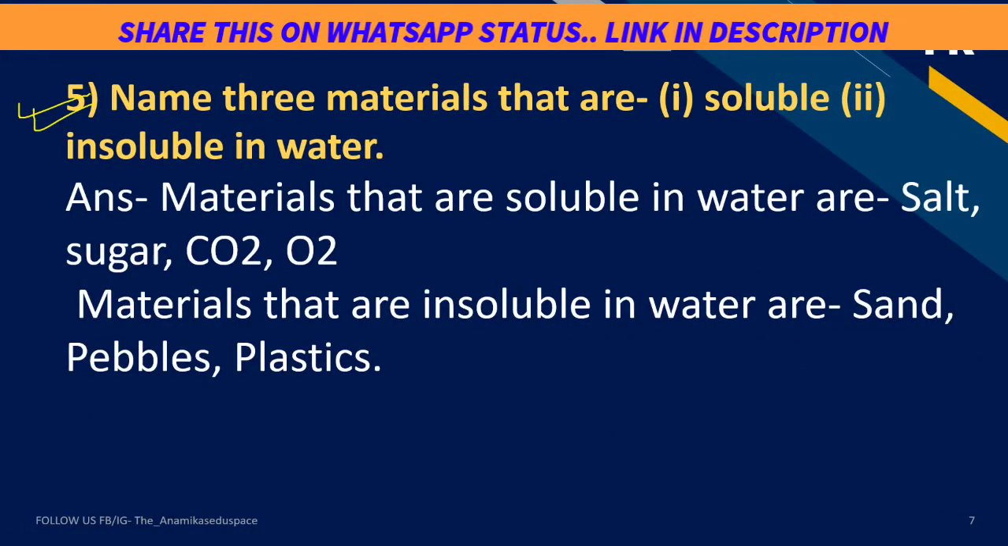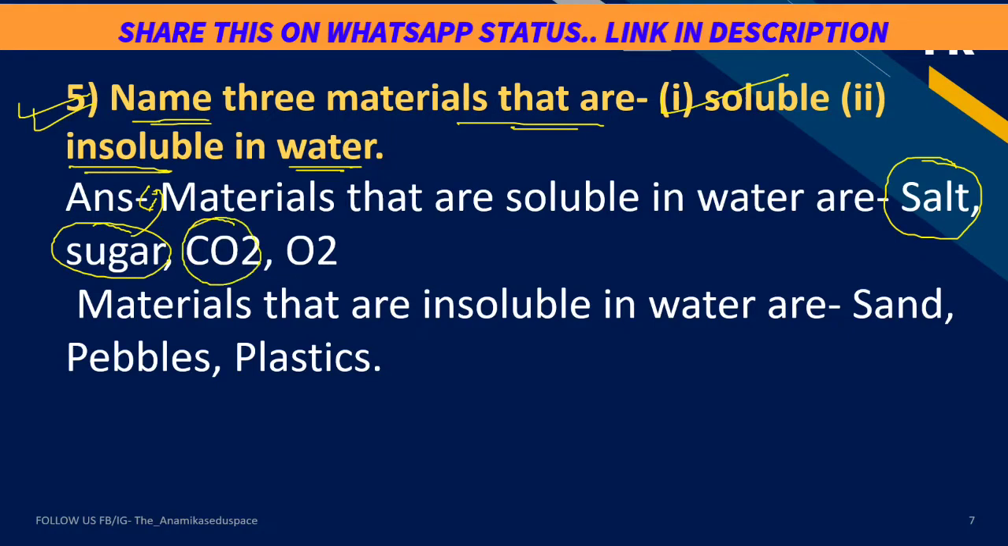So question number 5 says: Name three materials that are soluble, and number two is insoluble in water. So first we will go with point number one. Point number one has asked about the soluble particles in the water. Soluble particle will be salt. Okay. Then next is sugar.